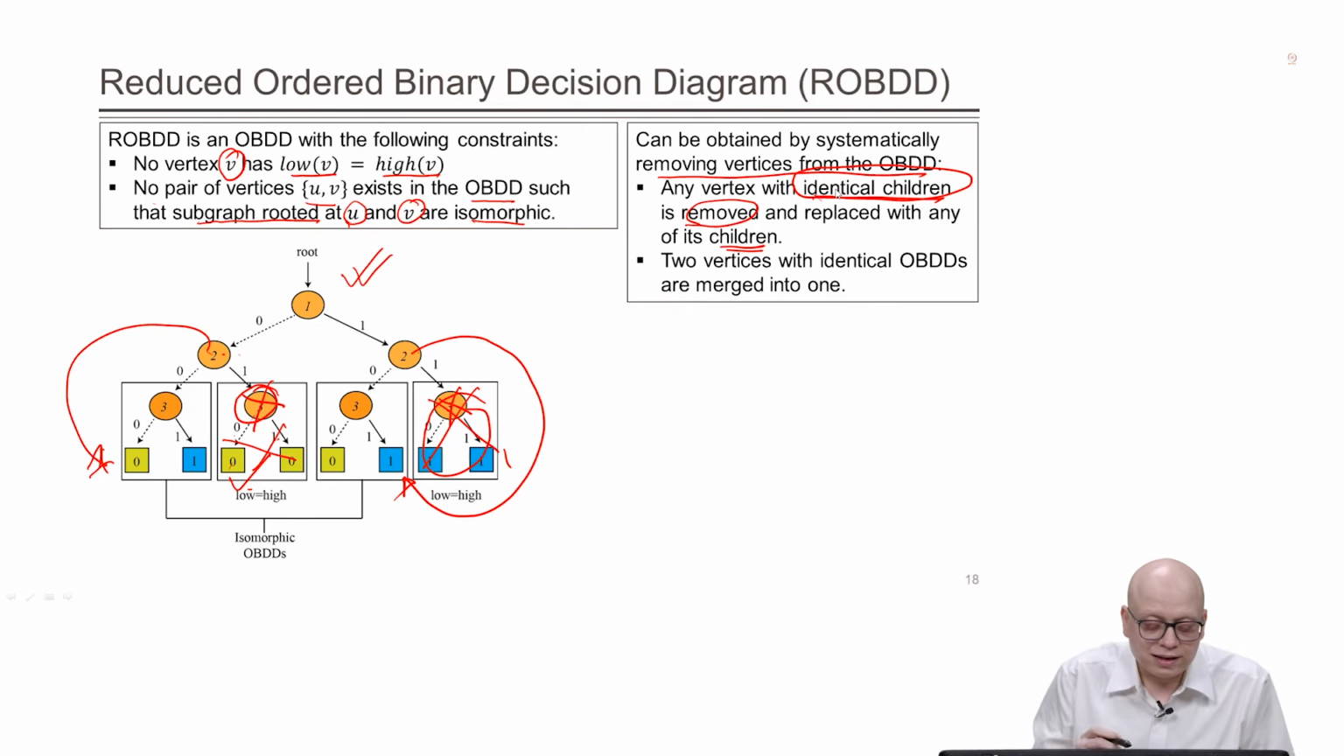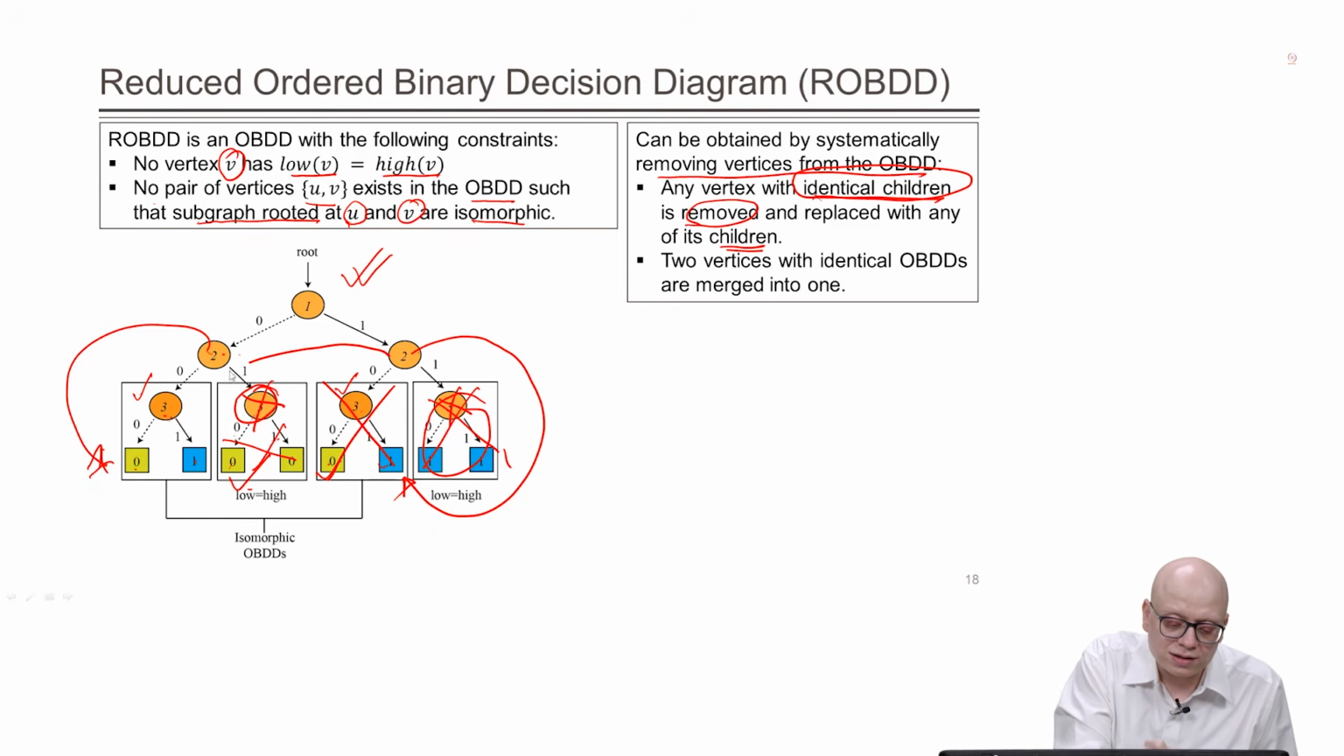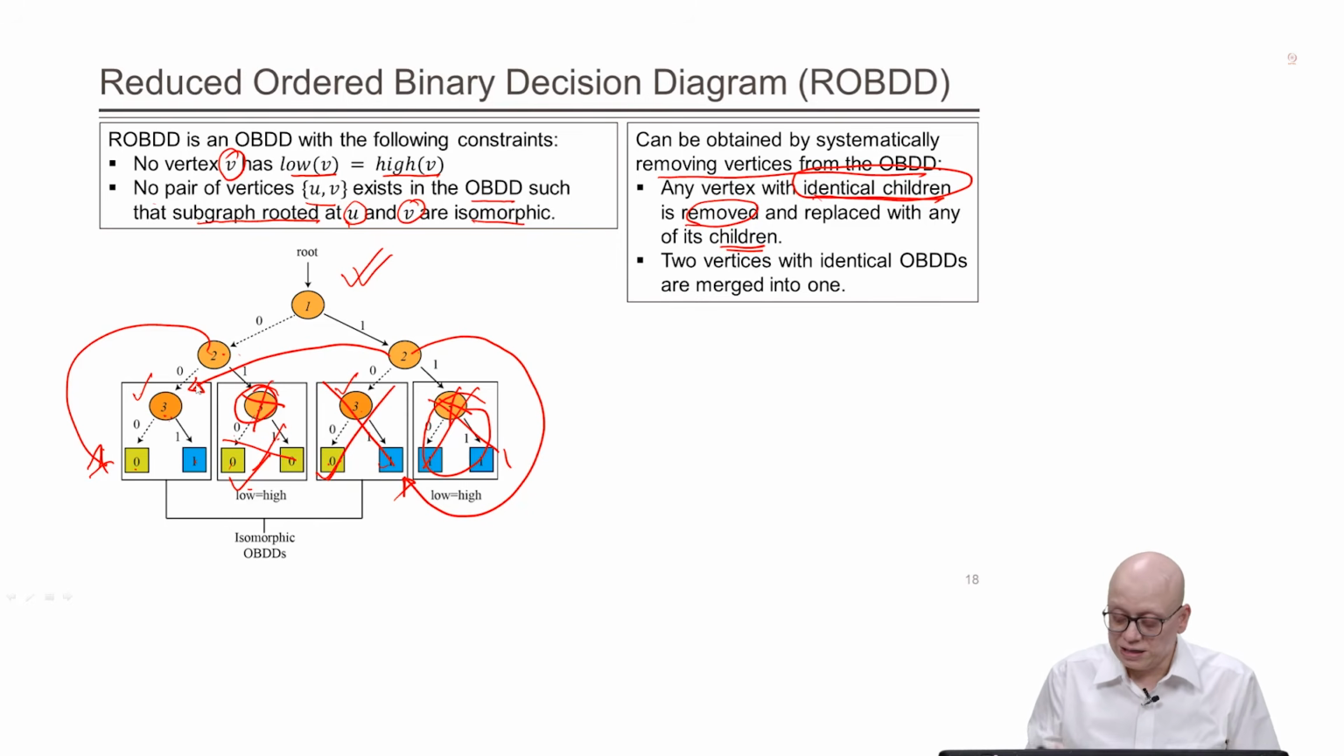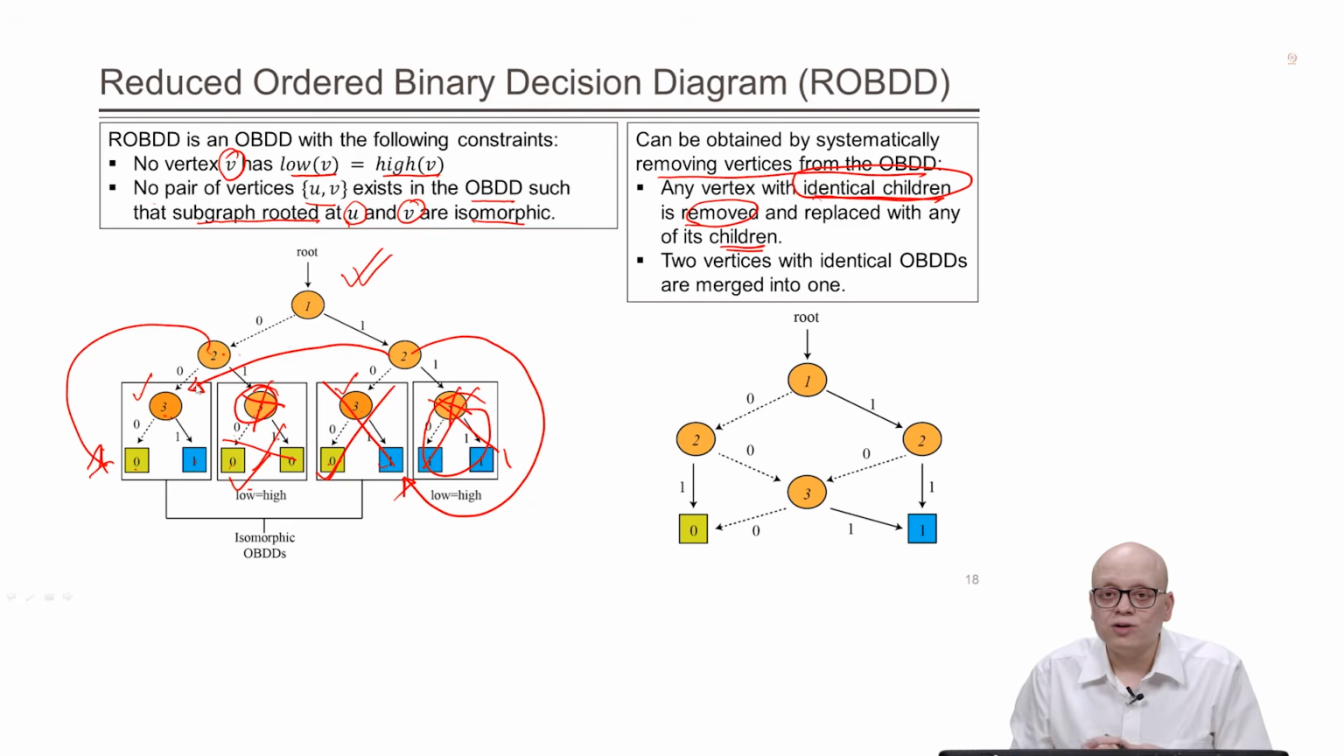Now, the other thing we can note is that if we consider this vertex 3 and this vertex 3, we have an identical isomorphic OBDD rooted at 3. For 3, 0 goes to 0 and 1 goes to 1, and for the other 3, 0 goes to 0 and 1 goes to 1. So, these two are identical. What we can do is remove one of them and point this 0 edge to the other, and we will obtain the reduced ordered BDD. So, this is a well drawn diagram.